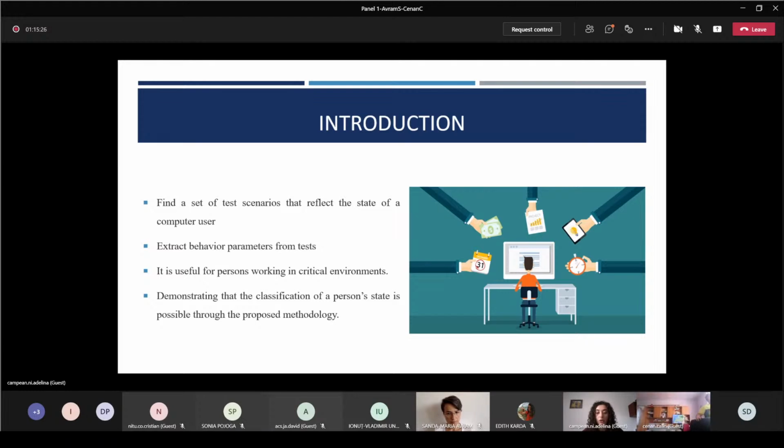The experiments performed on the developed tests demonstrate that the classification of a person's state is possible through the proposed methodology.